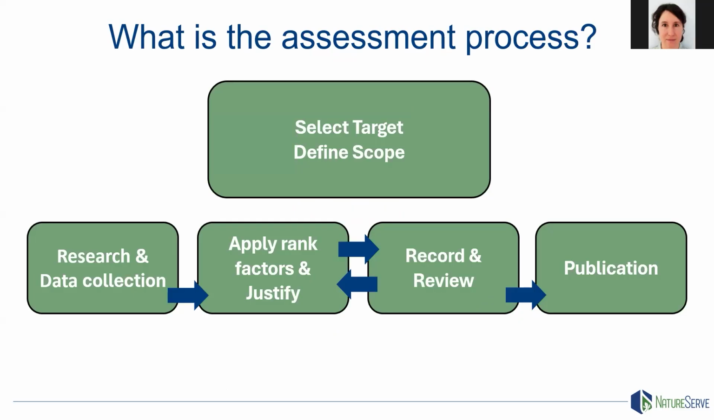The process of assessing a species or ecosystem follows this generalized sequence that is consistent across most efforts. Sometimes overlooked or underappreciated is the selection step. The target being selected can be a species, variety, subspecies, a population for animals in some cases, or an ecosystem type. After the target is understood, the assessment can proceed with research and data collection, application of data to rank factors and the associated justification, reviews, and publication of assessments.